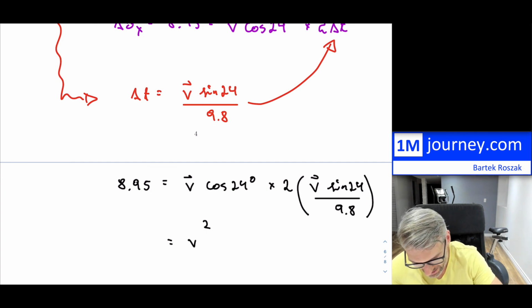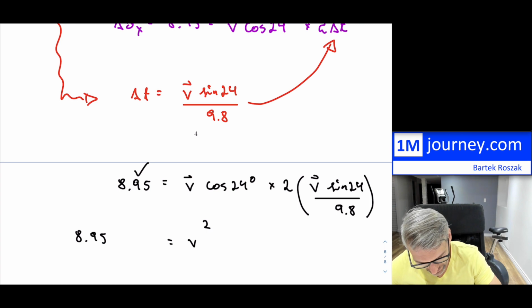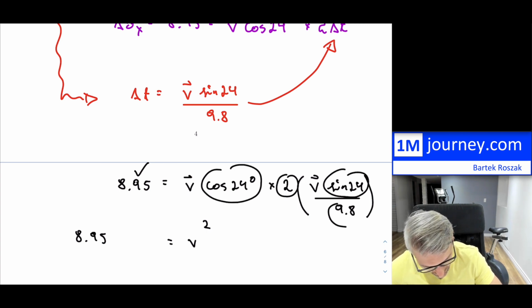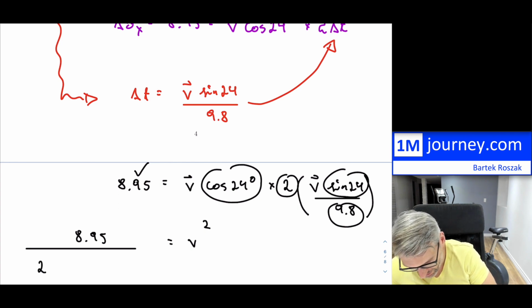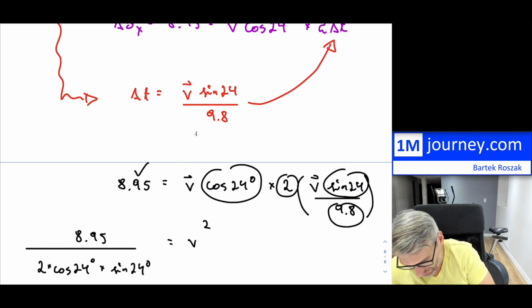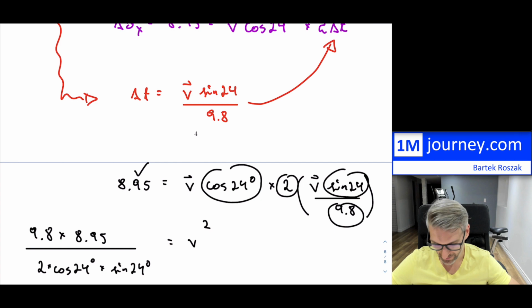Now I'm going to isolate this. So this is going to be 8.95, and now I have to get rid of this, this, this, and this. So this is going to be divided by 2 cos 24 degrees times sine 24 degrees, and this is going to be multiplied by 9.8. And that's what we're going to have.